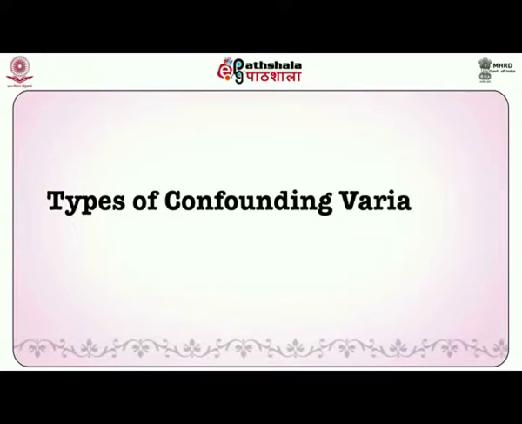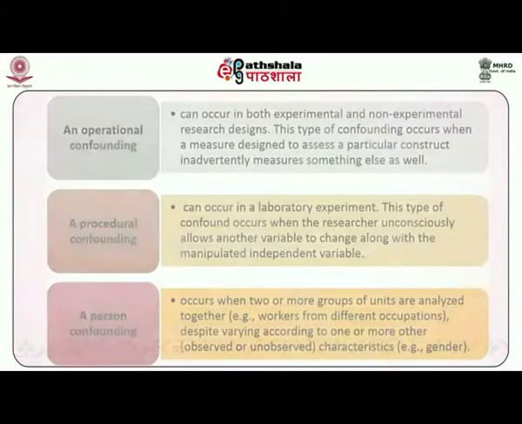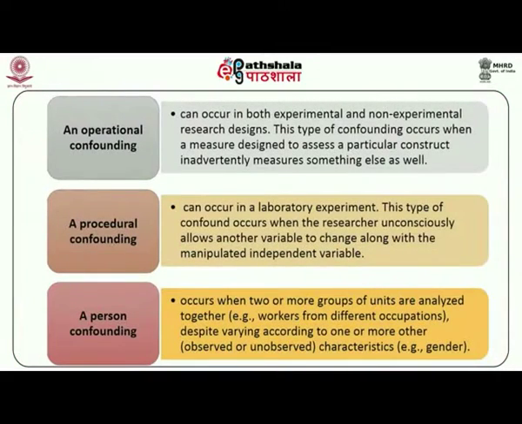Types of confounding variable. Confounding variables can be categorized into three types. An operational confounding can occur in both experimental and non-experimental research designs. This type of confounding occurs when a measure designed to assess a particular construct inadvertently measures something else as well.